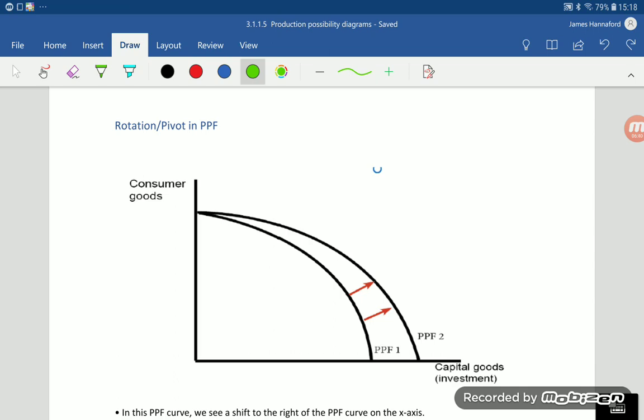Okay, so this diagram here illustrates what happens when there's a pivot. So for instance, with consumer goods, we can see that they're unchanged, but the number of capital goods has increased. Therefore, we see that the PPF curve will increase, and the number of capital goods that we can produce increases, but the number of consumer goods remains unchanged. Now, this is quite a topical issue. Basically, it comes down to this.